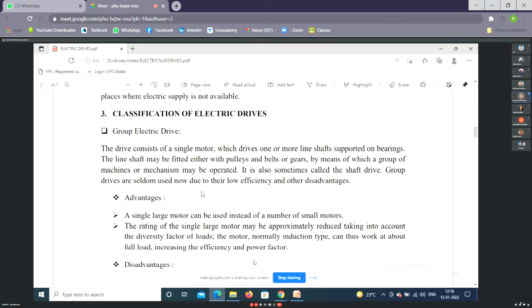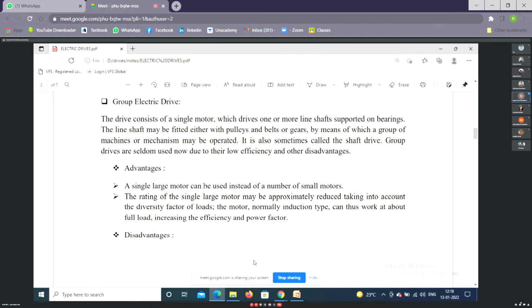Now the advantage of this system is that a single large motor can be used instead of a number of motors, and compared to the total cost of a number of small motors, this will be less costly. The single motor rating may be appropriately reduced, taking into effect the diversity factor for loads.